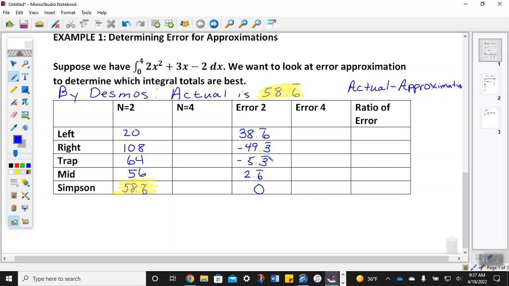What's the most accurate up there? Simpson's rule. Now guys, one would think that if I go ahead and have more intervals, what should actually happen to the amount of error? Should the errors get bigger or become smaller? They should become smaller.